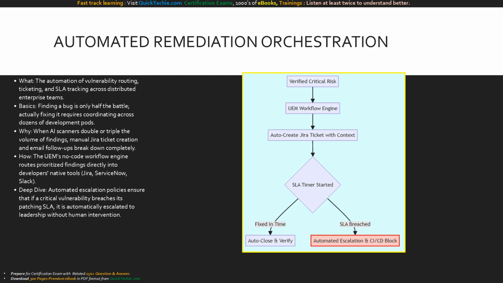Let's walk through the orchestration process flow. A verified critical risk hits the workflow engine. It instantly auto-creates a Jira ticket equipped with all necessary developer context and starts the SLA timer. If the developer applies the fix in time, the system auto-closes and verifies the ticket. But if the SLA is breached, it triggers the red node, automated escalation and CI/CD block, ensuring vulnerable code never reaches production.